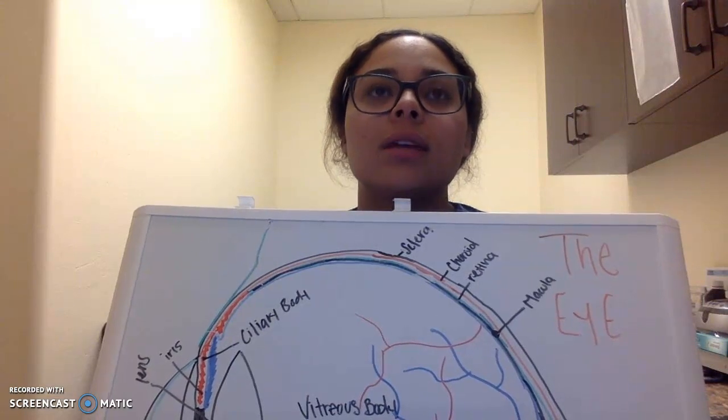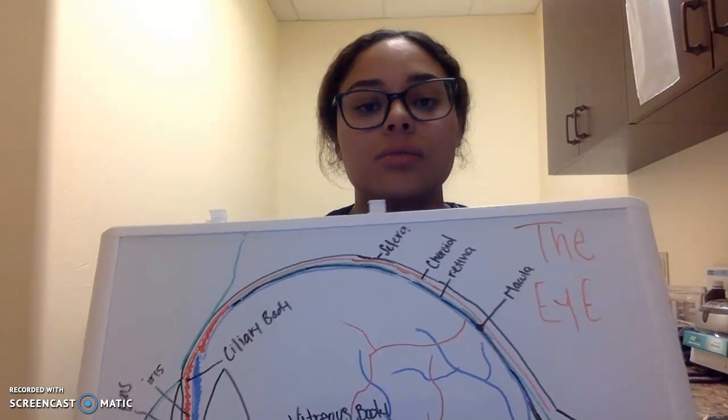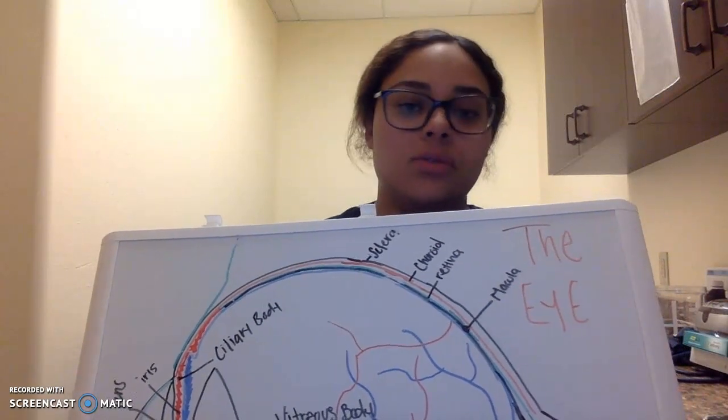The optic nerve, located from the bottom of the eye to the brain, carries nerve fibers, and it sends visual messages from the retina, which then sends them to the brain.